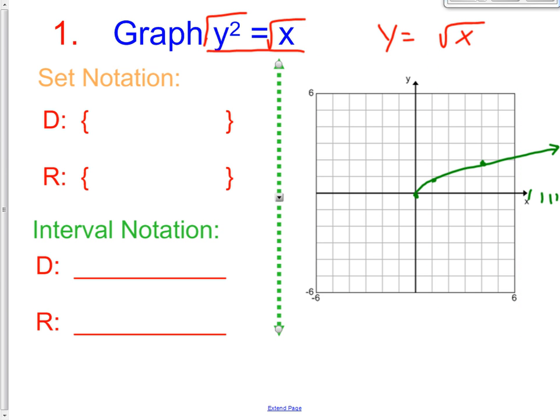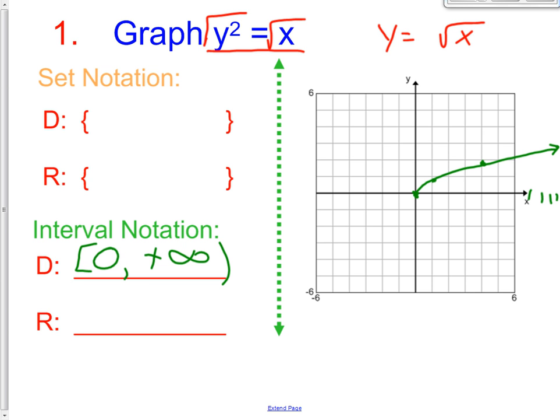So if it starts at 0, can x equal 0? The answer is yes. On this graph, the square root of 0 is 0. So x can equal 0. It includes it. So it goes from 0, we're going to have a bracket, all the way up to positive infinity. Positive infinity always has a parenthesis.